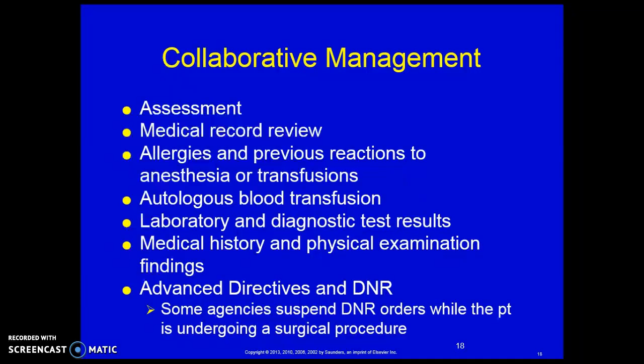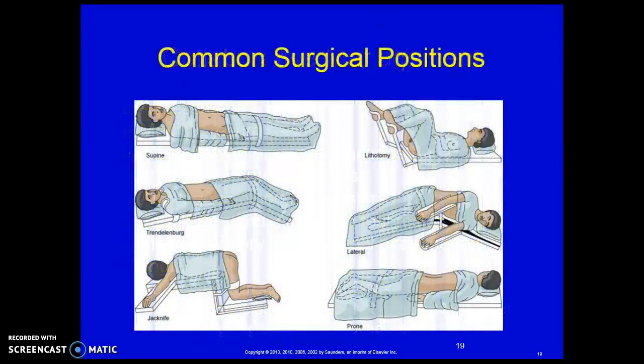So collaborative management, a lot of this is stuff we've already talked about: medical record review, allergies, and what's happened prior with anesthesia. Again, that question's mostly related to malignant hyperthermia. We've talked about autologous blood transfusions. We've talked a little bit about laboratory and diagnostic testing. Advanced directives and DNR. One important thing about this is some agencies suspend DNR orders, so that's do not resuscitate, while the patient is undergoing a surgical procedure. So it's going to depend on the agency, the policy, or maybe even the doc, if a patient's DNR is basically inactive while they're in the surgical suite.